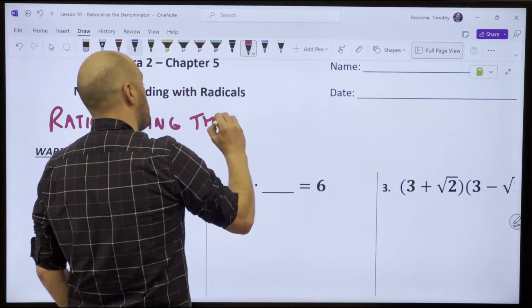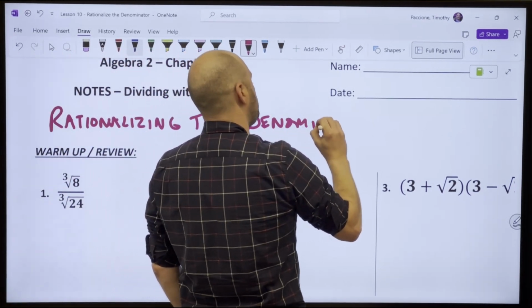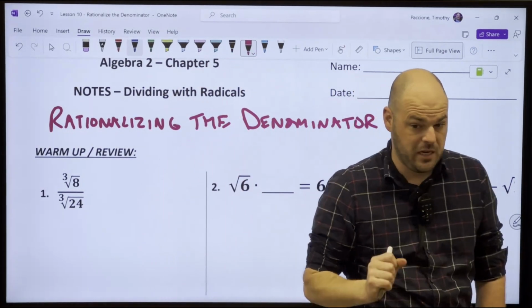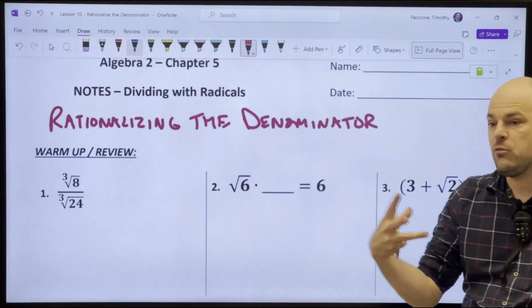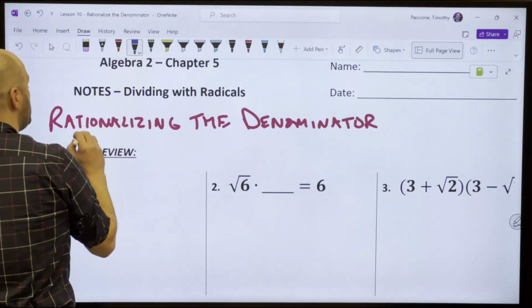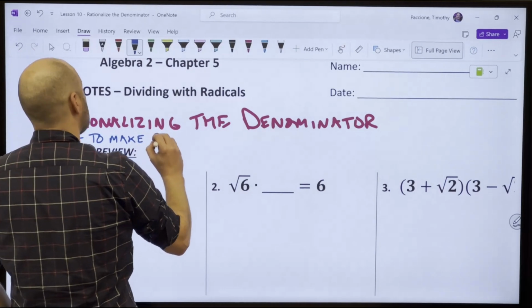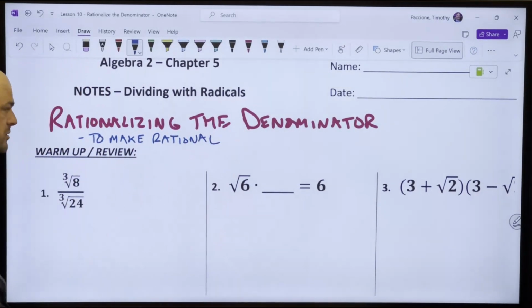rationalizing the denominator, because we will need to do that. Now, denominator we know is the bottom of a fraction. Rationalizing is to make rational. So if it's not rational, we're trying to make it rational.